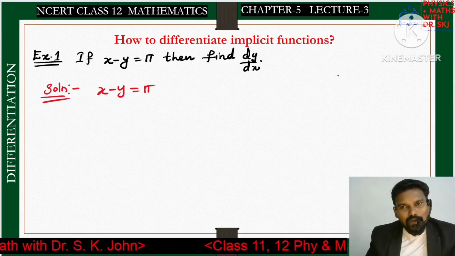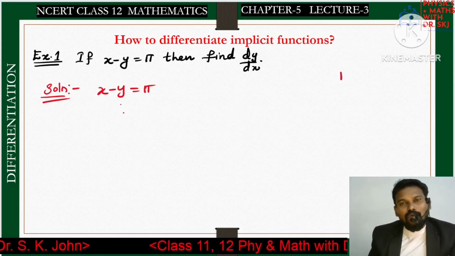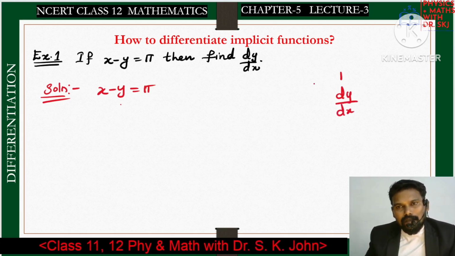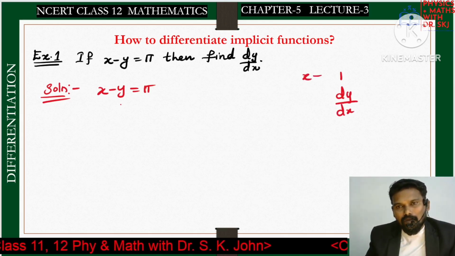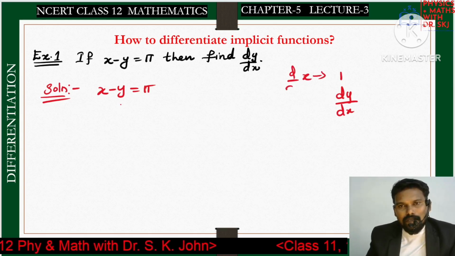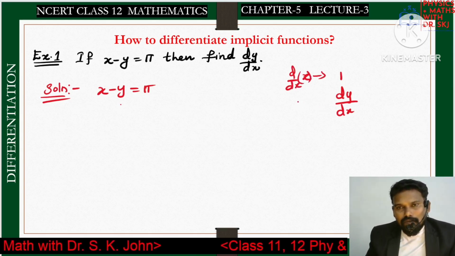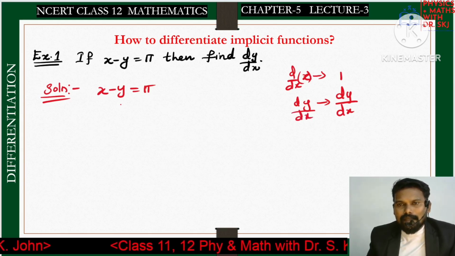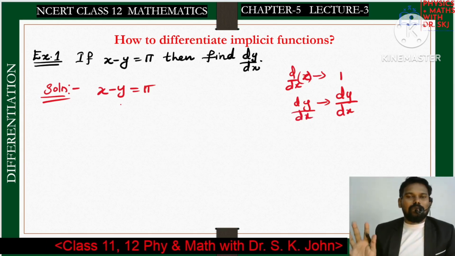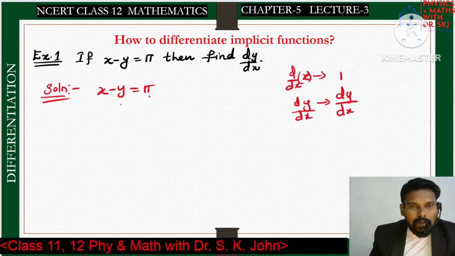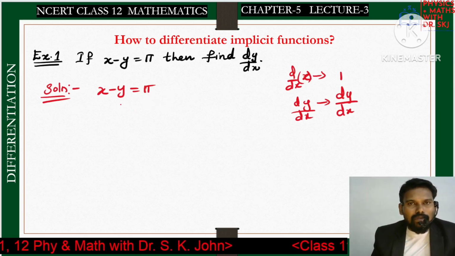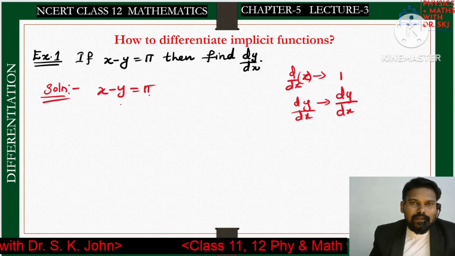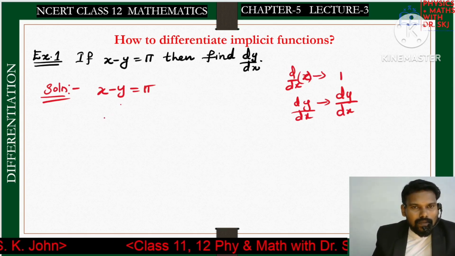When you differentiate x, you will get 1. Now what is the derivative of y? The derivative of y is dy by dx. The derivative of x is 1, d by dx of x is 1. Whenever you differentiate y, you can write it as dy by dx itself. And this is pi. Pi is a number, 3.14 or approximately 22 by 7, so its derivative is 0.